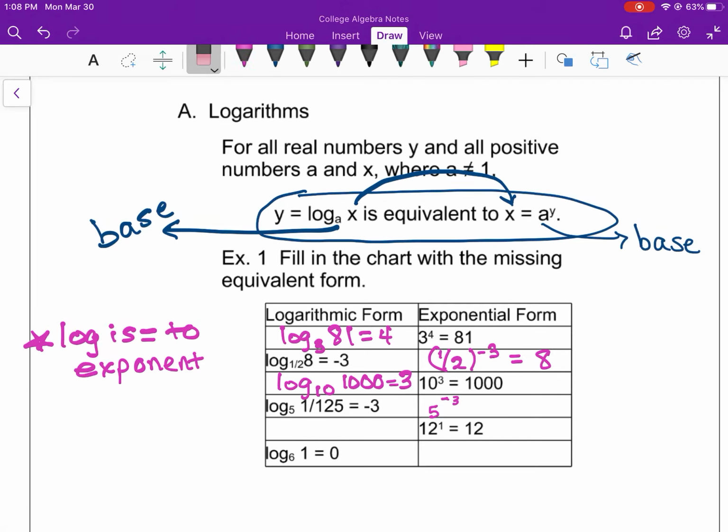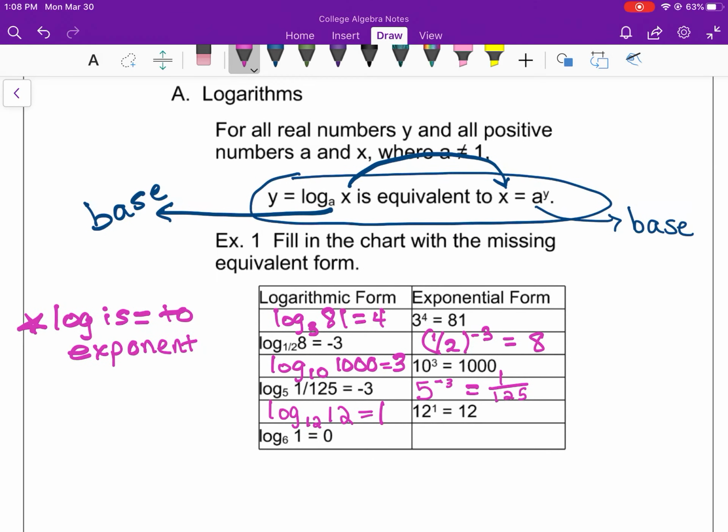And I wrote that kind of small. 5 to the negative third, and that equals 1 over 125. And then this one, my base is 12. Of 12 equals 1. And then over here, 6 to the exponent of 0 equals 1.